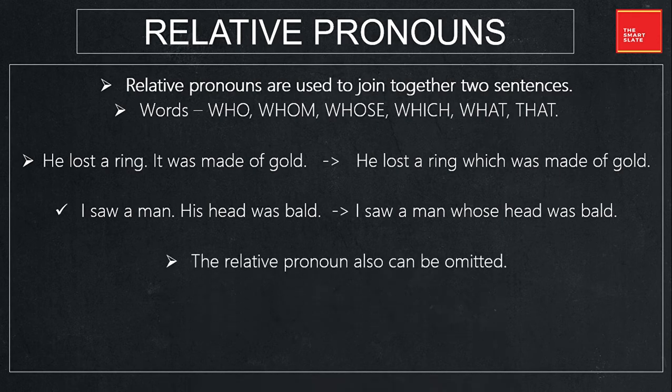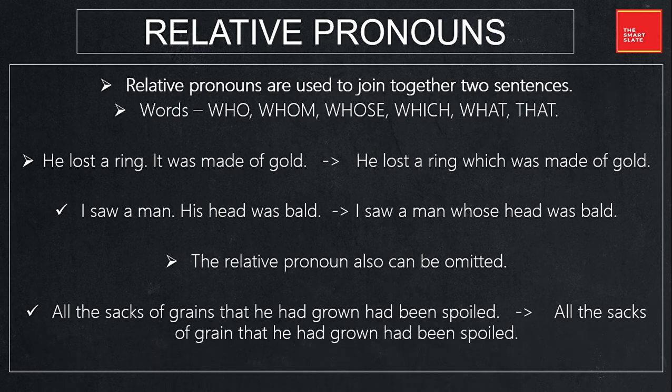The relative pronoun can also be omitted. Like, all the sacks of grains that he had grown had been spoiled. All the sacks of grain he had grown had been spoiled. So here I have omitted the pronoun that. So instead of that, the sentence is written in the other way and still it means the same. So the relative pronoun also can be omitted.